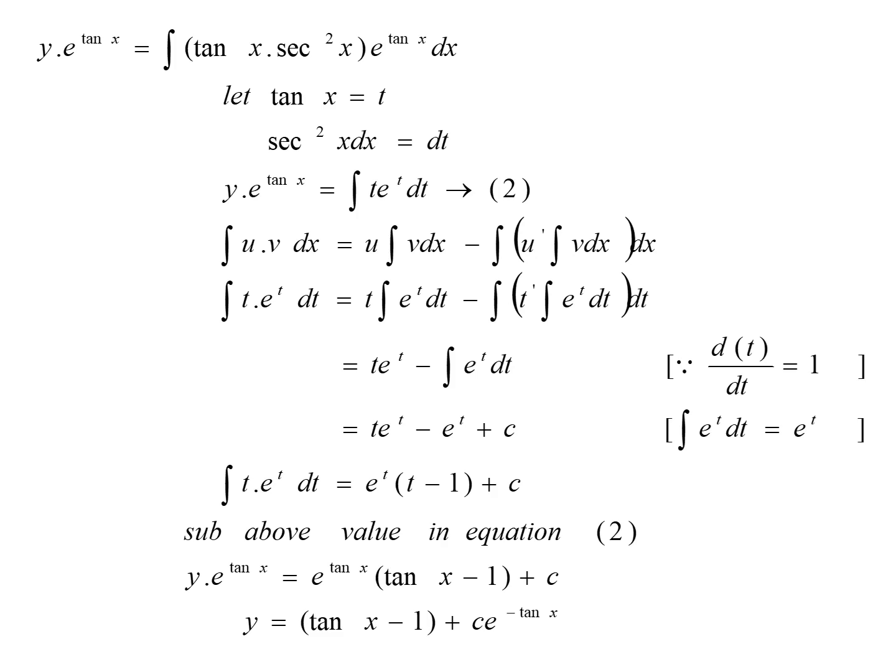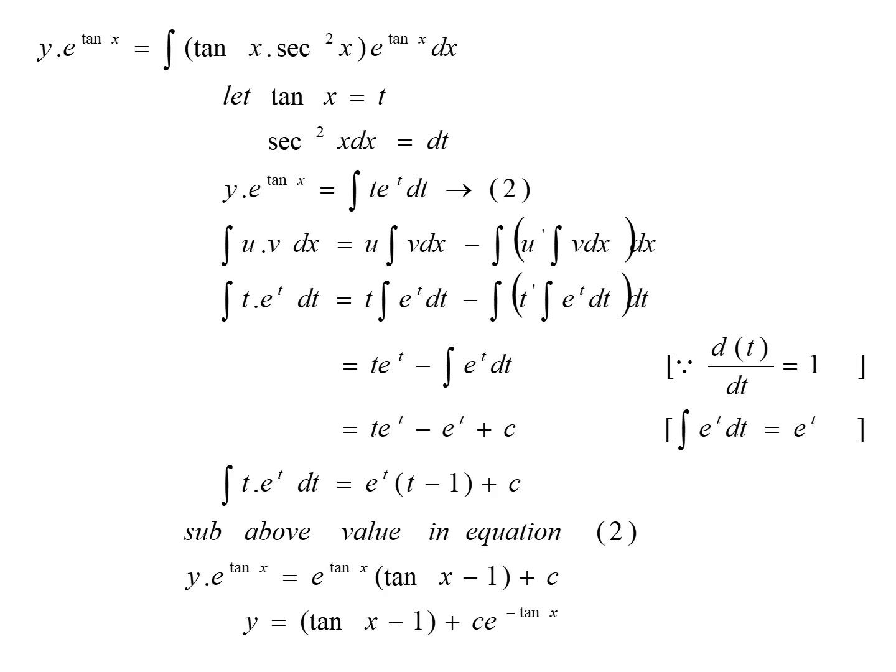Here we write the same step which is there in the previous slide, that is y into e to the power of tan x is equal to integral tan x into secant square x into e to the power of tan x into dx. We are going to give a name for tan x in the next line, so that let tan x be equal to t. Do derivative on both the sides. Tan x derivative is secant square x into dx, which is equal to dt. And substitute this secant square x into dx value and tan x value in the above.